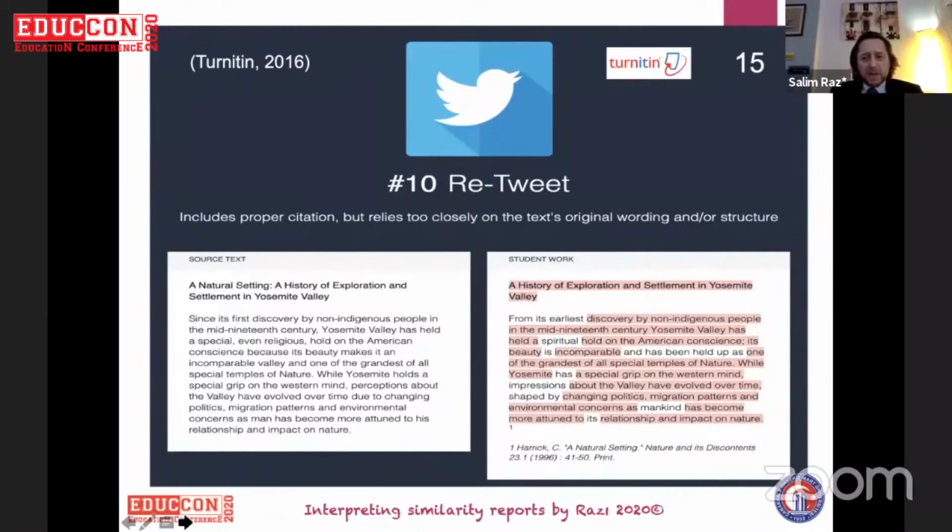The last one is retweet plagiarism. Again, there is proper citation. However, what makes it problematic is very close interaction with the original wording. Again, you see the student is citing only one source here.